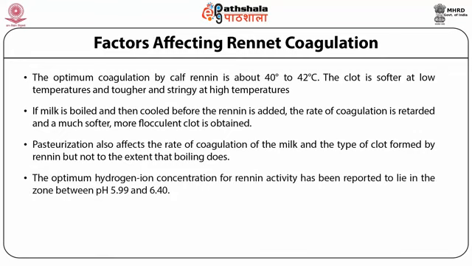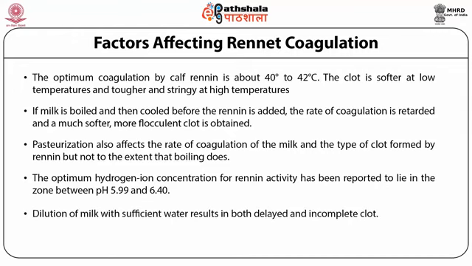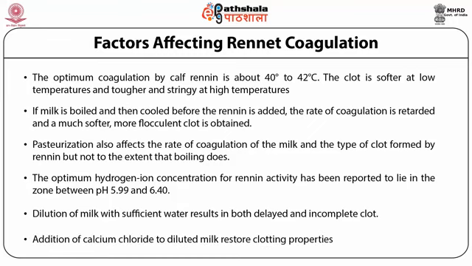The optimum hydrogen ion concentration for rennin activity is between 5.99 and 6.40 pH. pHs above and below this range also affect its activity. If milk is diluted before rennin addition, the clot formation is incomplete and delayed. Addition of calcium chloride to diluted milk, however, restores clotting properties of milk.